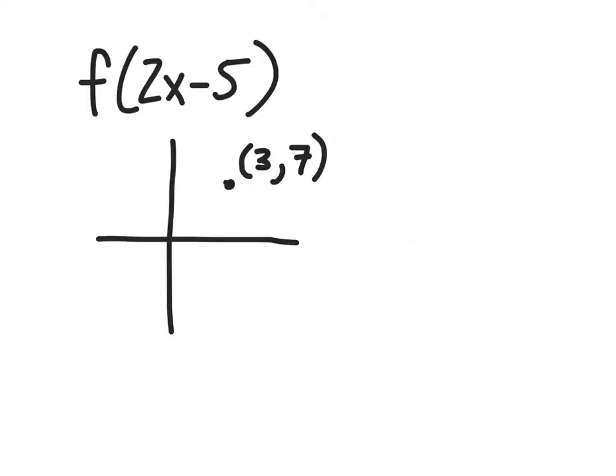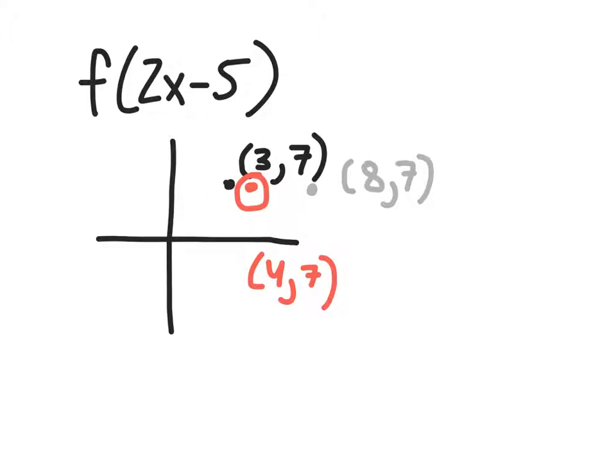So let's say we had the point 3,7 lying on the function, and we wanted to see where the point would move to on f of 2x minus 5. So first we would take the point and move it 5 units to the right, which would put us at 8, 7. And then we would do the horizontal compression by a factor of 1/2. So we'd take 8 and multiply 8 by 1/2, and that would put our new point for the transformation at 4, 7.